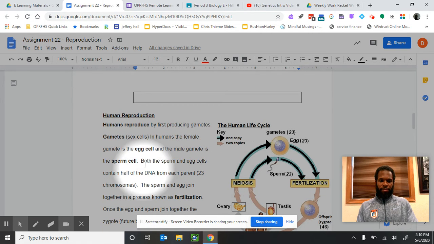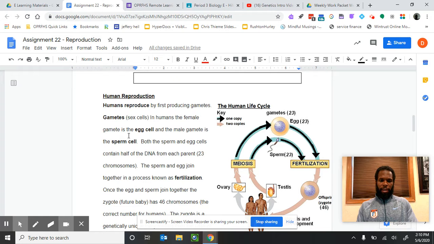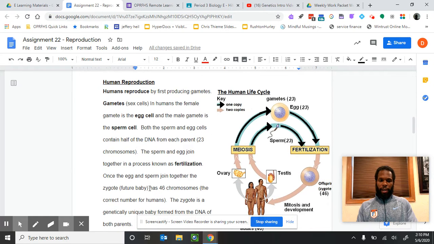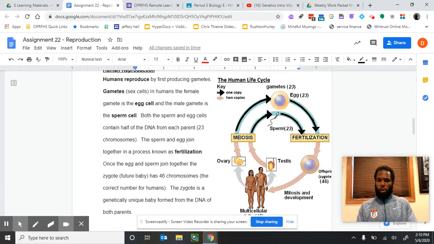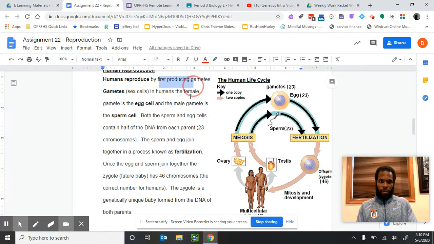Human reproduction. Humans reproduce by first producing gametes, which are called sex cells. In humans, the female gamete is the egg cell, and the male gamete is the sperm cell. Both the sperm and the egg cells contain half the DNA from each parent, 23 chromosomes. Let's highlight that. So they first produce sex cells, egg and sperm.